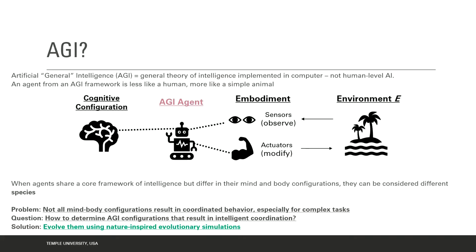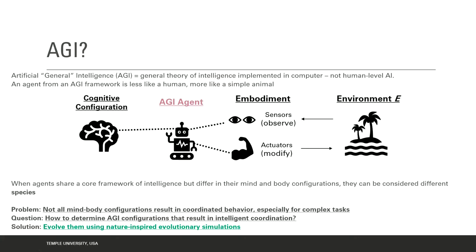And so when we talk about general intelligence or intelligence in general, an AGI agent is more like a simple animal than an actual human. And in fact, probably programming a human level agent is a very difficult task. And so if you picture an AGI agent, it has a certain cognitive configuration on the left. And it's embodied in some environment with some sensors, which it uses to observe that environment, and actuators, which it uses to modify that environment.